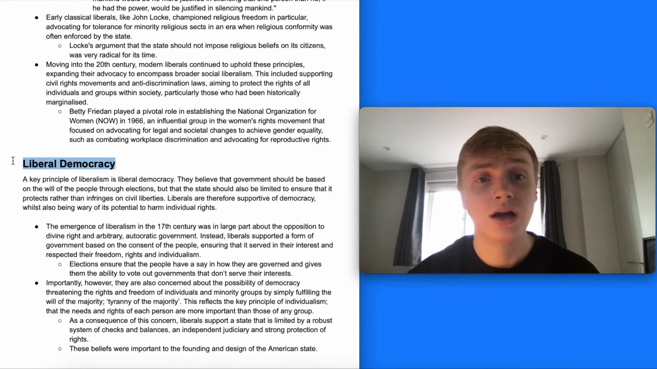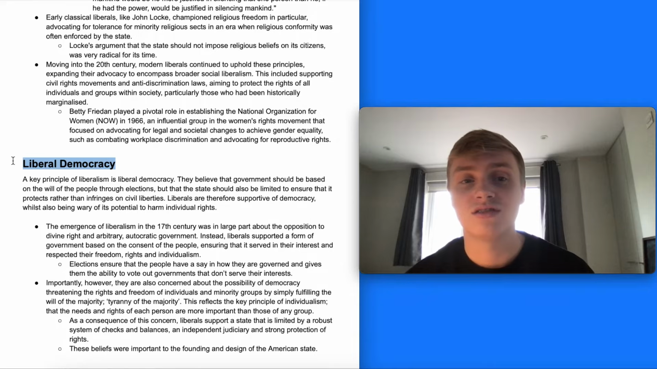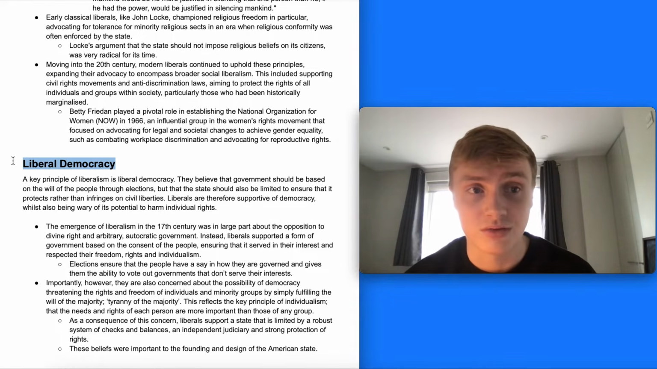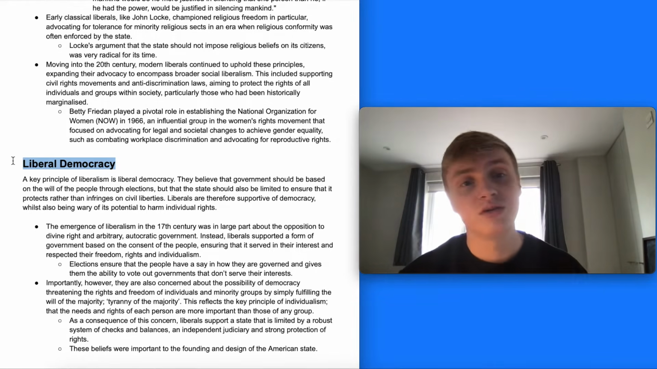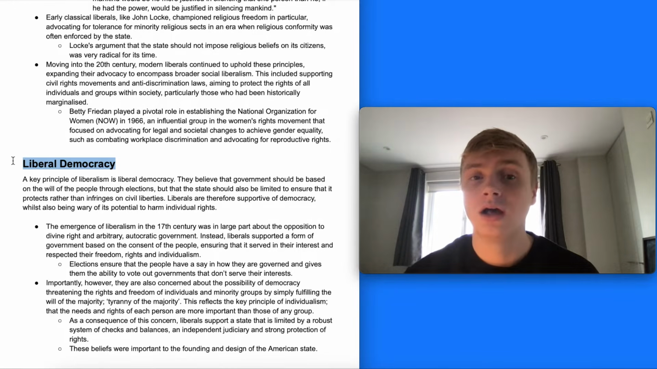And in the 20th century, modern liberals continue to uphold these principles. And you see this in the advocacy to encompass broader social liberalism, including supporting civil rights movements and anti-discrimination laws, to promote and protect the rights of all in society.